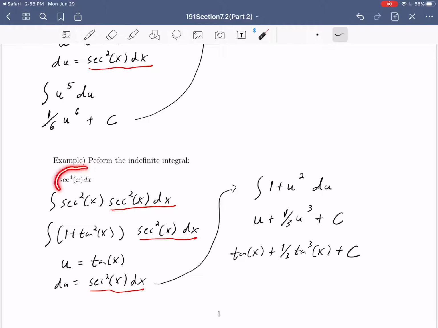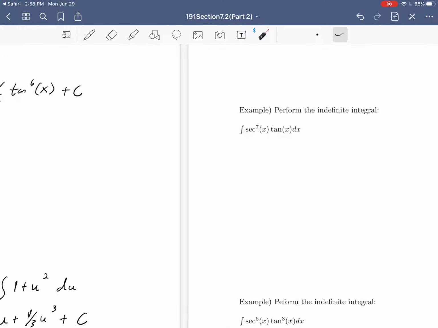We recognized that secant was even, so we were able to pull a secant squared out. The remaining exponent was still even. So since it was still even, we were able to use the Pythagorean identity to convert it in terms of tangent, and then we were able to do our u substitution. All right, let's look at a couple more.